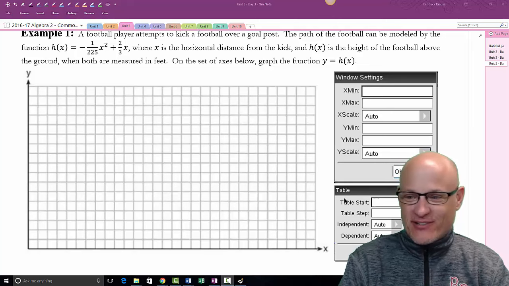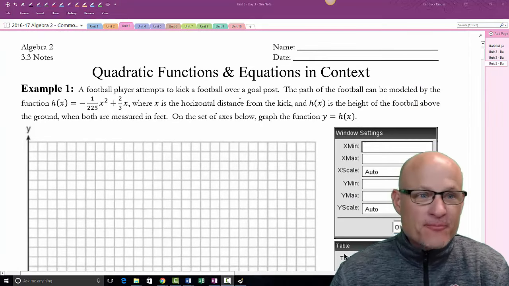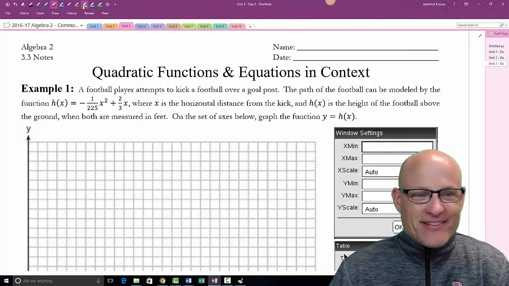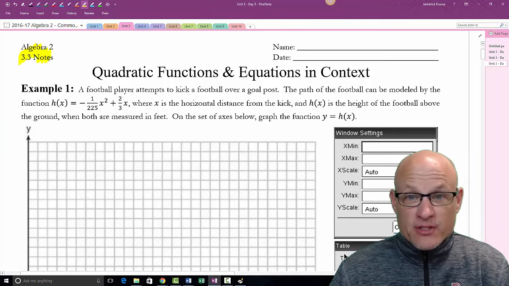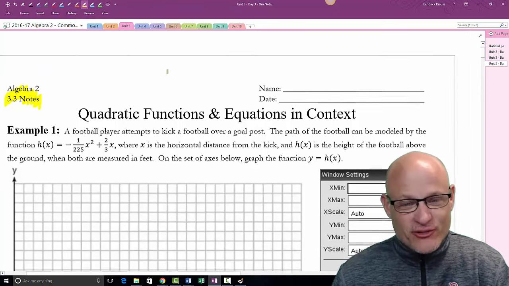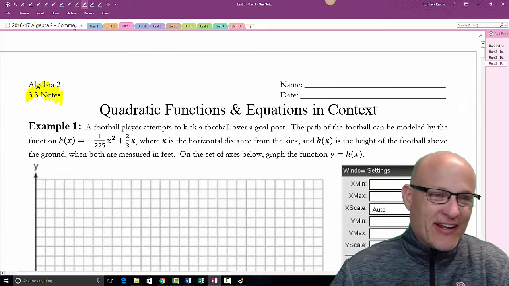Today we're discussing Unit 3, Day 3. Oh my God, every time I start one of these notes, I just get so excited. How about you? Are you excited? Are you ready to be here? You're like, man, Mr. Krause, I hope you teach us some cool stuff, because math is awesome. I know that's what you're thinking.